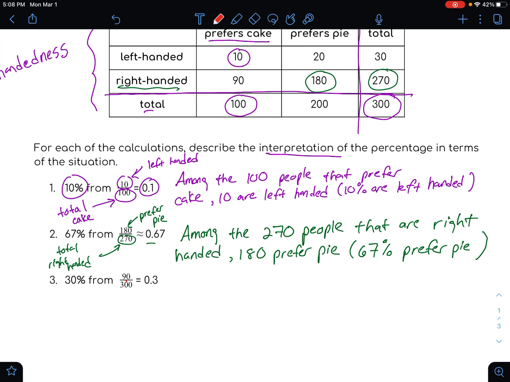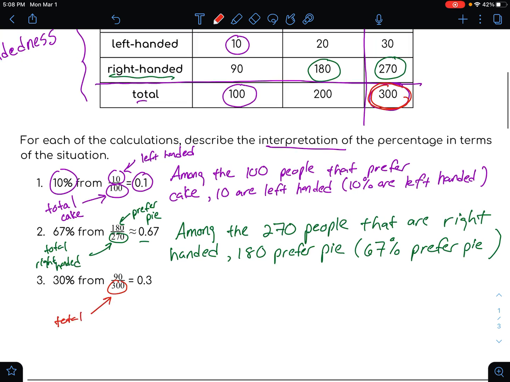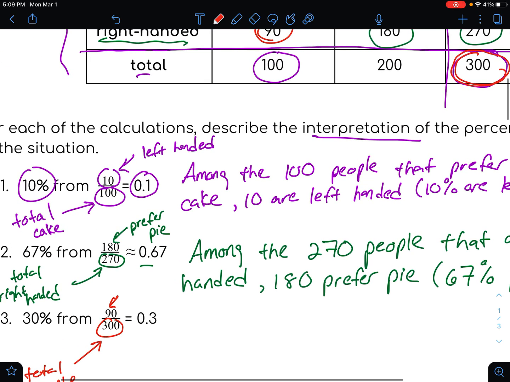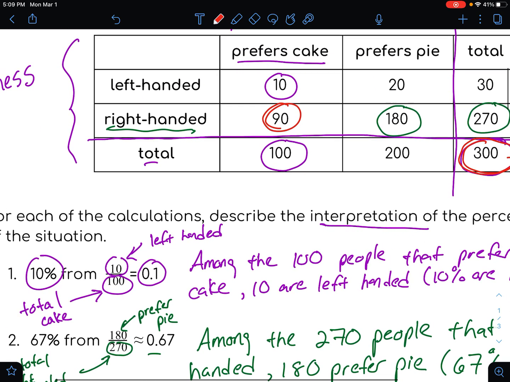All right, so let's look at first that denominator again, that 300. Where do we see that 300? Well, the 300 here is the total people that are in the whole survey. So total people surveyed. So that's out of the whole group, not just out of a subsection of the group, but out of the whole group. And then where does the 90 come from? Well, there's our 90. And that 90 is the right-handed people that also prefer cake.